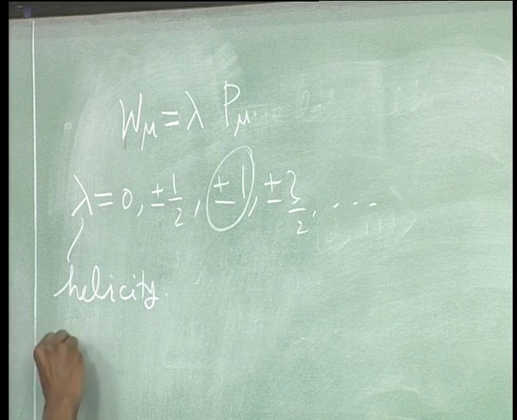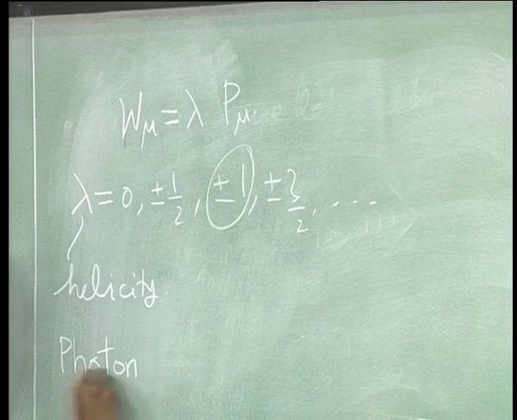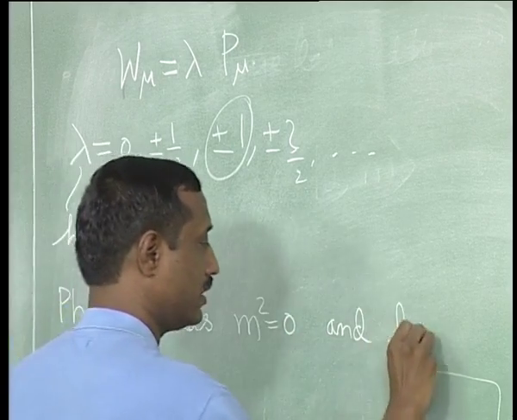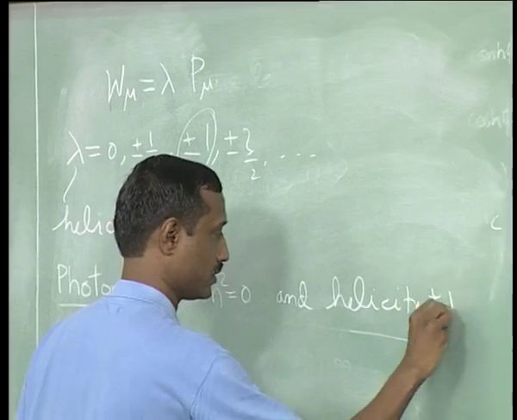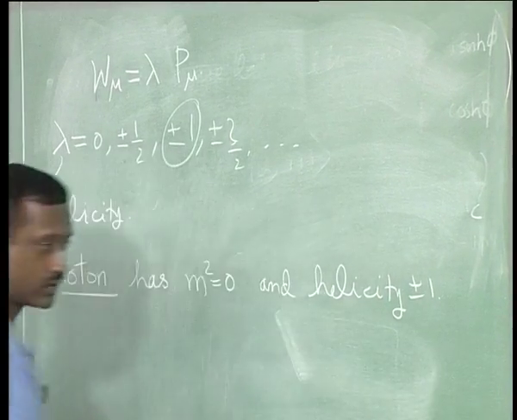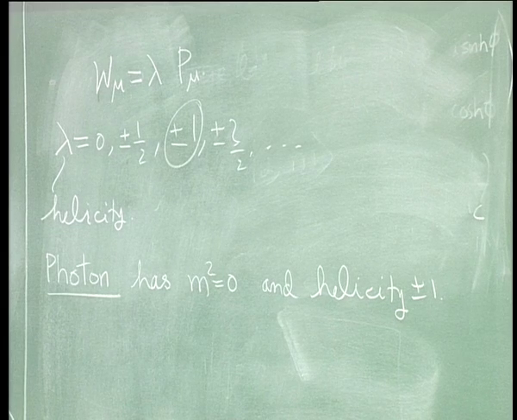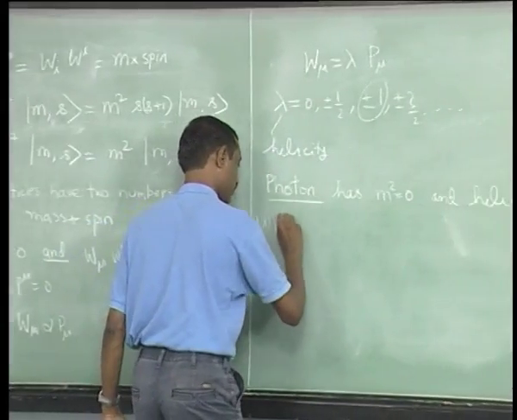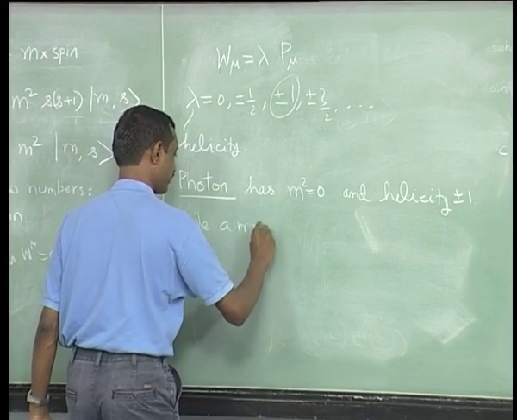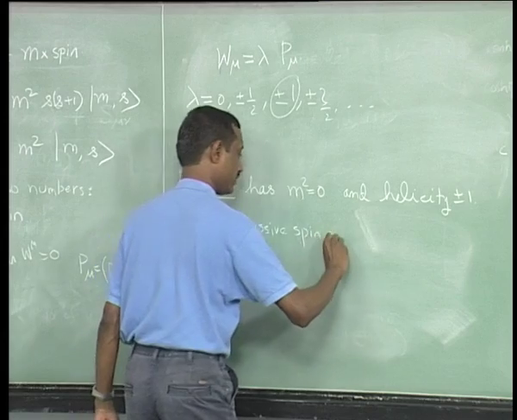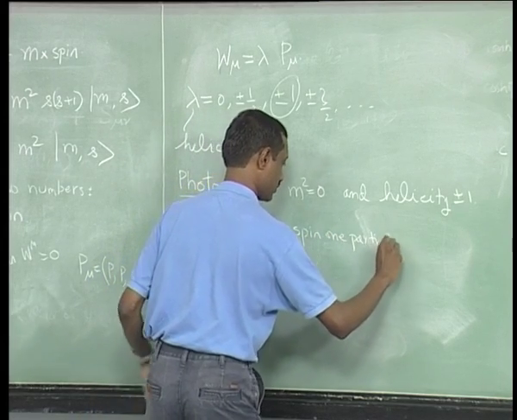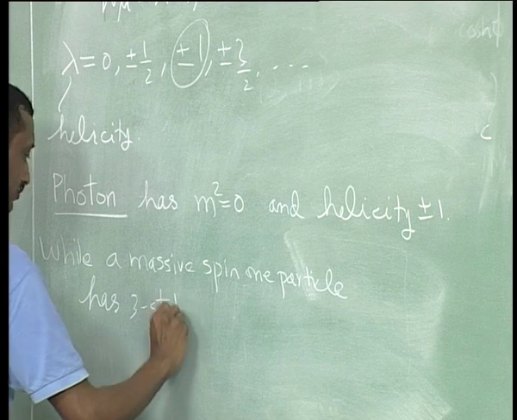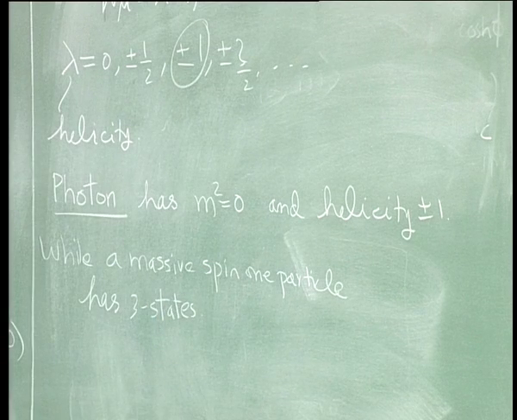Okay. So a photon has m squared equal to 0 and helicity plus or minus 1. But if you take a massive spin 1 particle, it has 3 states, because it is in the spin 1 representation, while this has 2.